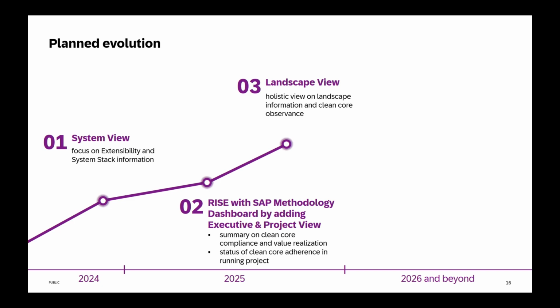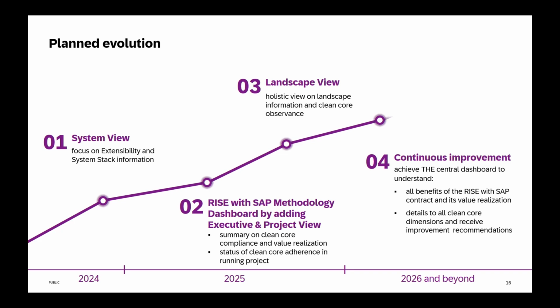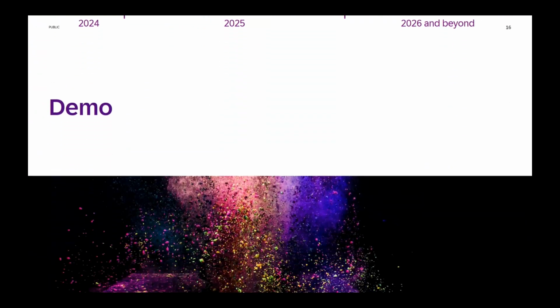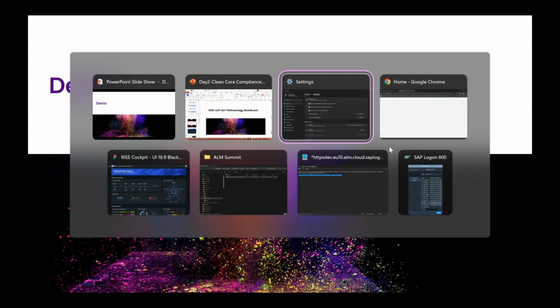We have the landscape view, so that you also see which different systems are affected in your landscape and how the different systems play together. So if you have a BTP, we want to show which system it is connected to, things like that. And then we will have the continuous improvement. This will go to 2026 and even beyond, to make that really the central dashboard for all RISE customers, and really help customers to become more Clean Core compliant. And with that, I'm going to my demo.